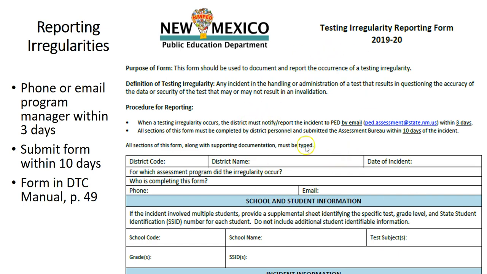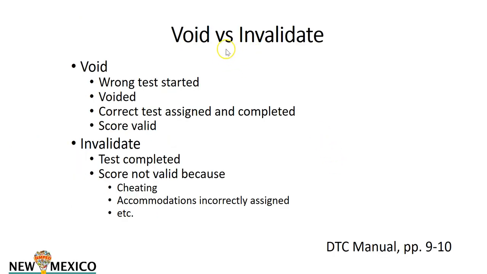This is the old irregularity form. It will look different in the online portal. Voids versus invalidate. The state has really pushed us to change our terminology in terms of how we turn in our test irregularity. So if we have a voided test, that means a wrong test was started, it needs to be voided, a correct test assigned and completed, the score is valid. To invalidate a test, the test was completed, the score was not valid because of cheating or accommodations.